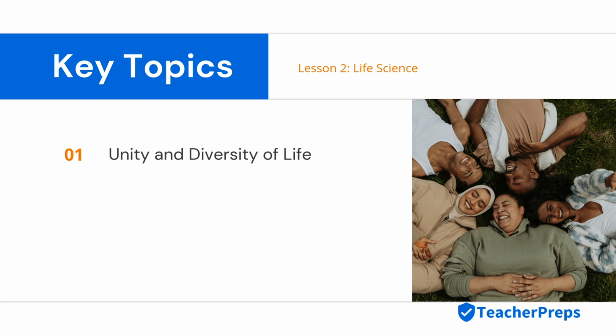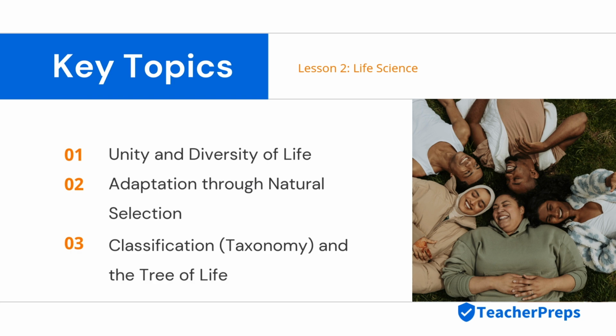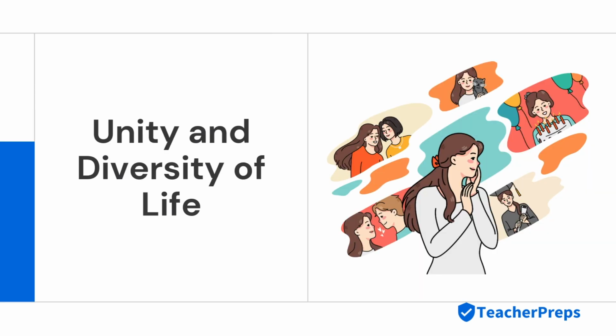First and foremost, unity and diversity of life. Second, adaptation through natural selection. And third, classification. Remember, we can also call this taxonomy, and we even sometimes see it as the tree of life. Now, let's start with the first topic, unity and diversity of life.